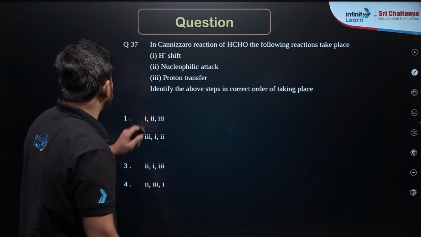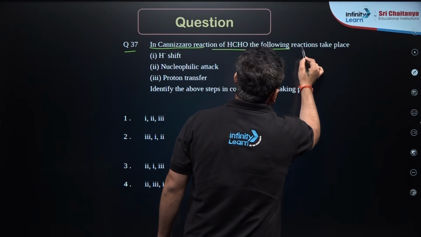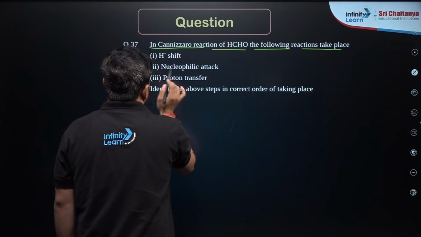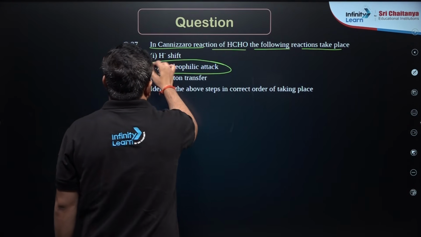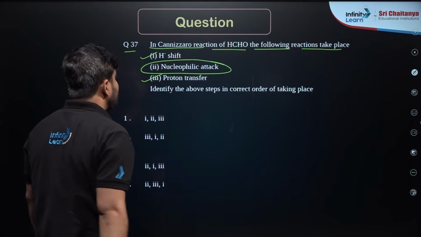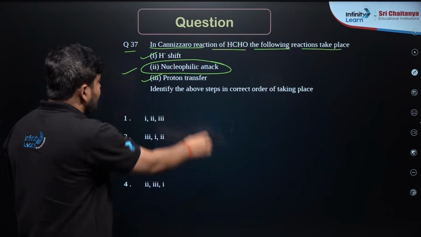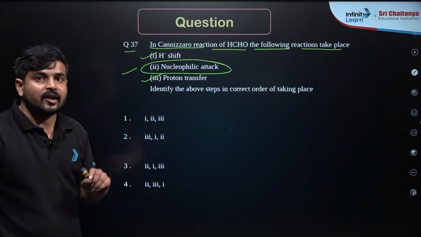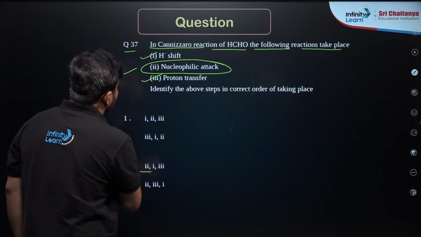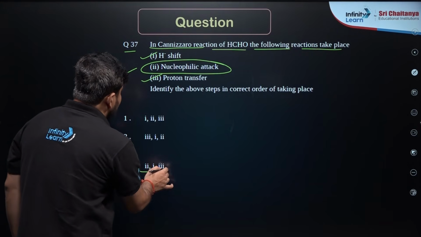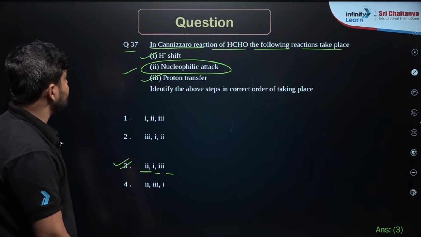Now I am coming to the next question, question number 37. In the Cannizzaro reaction, formaldehyde, what reaction takes place? How is it going to take place? Firstly, nucleophilic attack is there. In the second step, hydride shift, and in the third step, proton transfer. Firstly, nucleophilic attack in the Cannizzaro reaction, then H minus shift, and then proton transfer. So which one is the correct answer? The third one is the correct answer of this question.